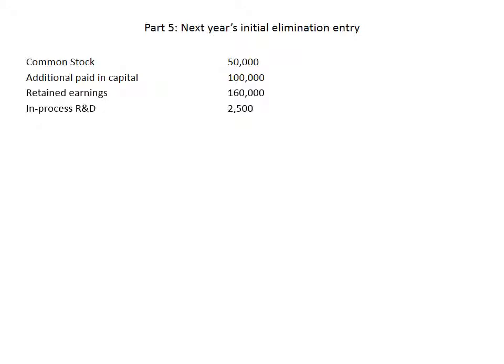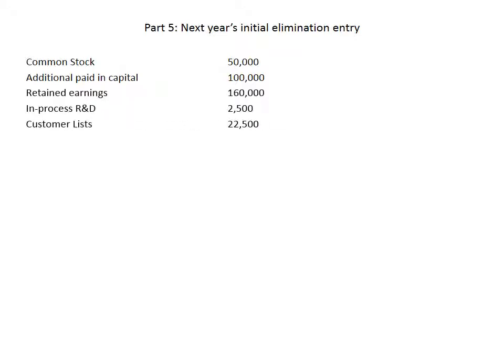Again, look back to the elimination entries in 2001. In the S entry, we debited inventory for 20,000. In the A entry, we credited inventory for 20,000. So we're carrying forward a net 0 in inventory. Likewise, the in-process R&D, back in 2001, in the S entry, we debited it for 5,000. In the A entry, we credited it for 2,500, which means we're carrying forward 2,500.